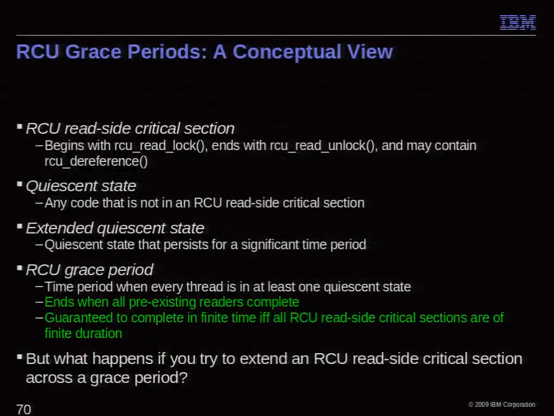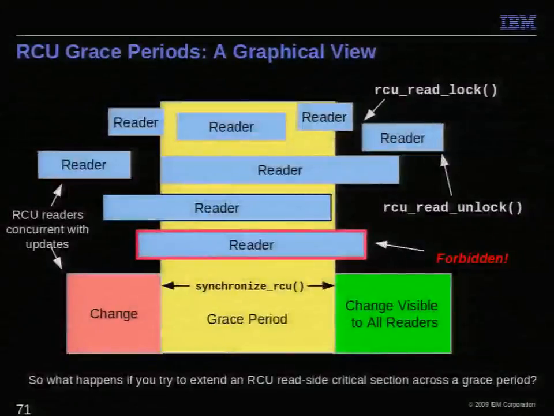Well, this leads to a question. Suppose you have a read-side critical section, and you just keep extending it and try to make it go longer than a grace period. What would happen? Let's look at a picture of it. We're trying to cheat with this reader. We're trying to make him go all the way across the grace period to be on both sides of it. If you tried to do that and you had a correctly working RCU, what would happen?